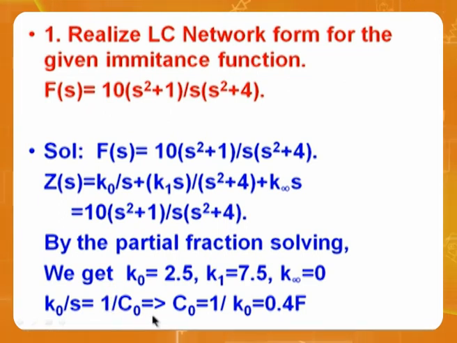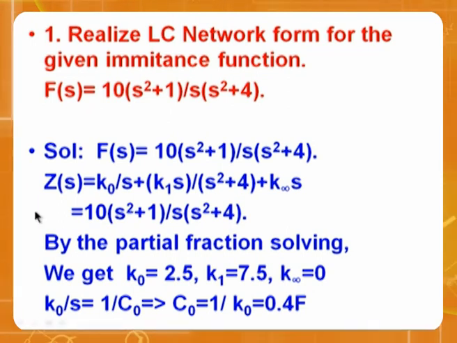So K0 by S, 1 by Cs, C0 is equal to 0.4. If 2.5 by S is equal to 1 by S, and finally you have here also K0 by S, and then you are cancelling it. So how to identify this value? You have to think. So identify the value.